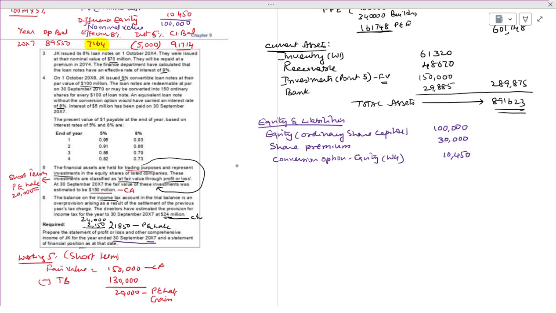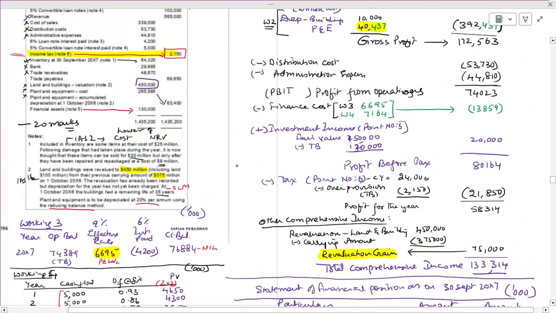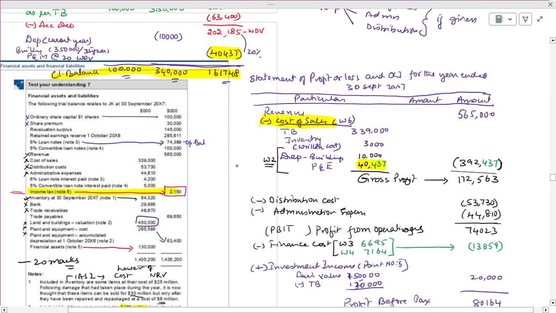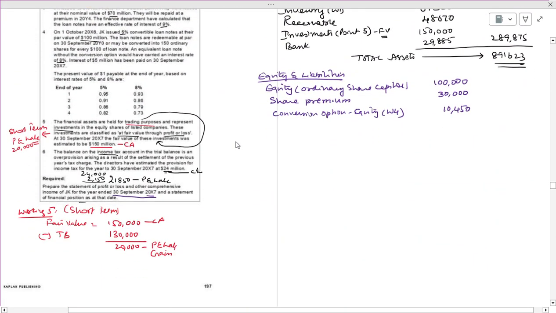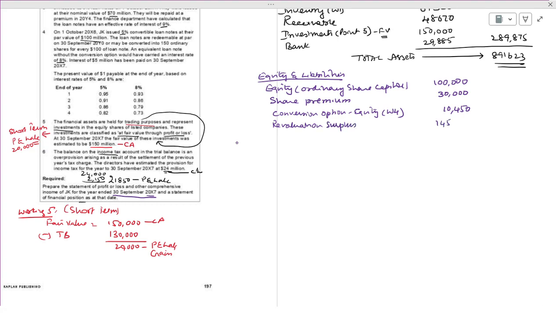Okay, conversion option working for equity. Any doubt? Stop me. Next, there is a revaluation surplus. How much is the revaluation surplus? 145,000. Okay, next. Conversion option, equity.